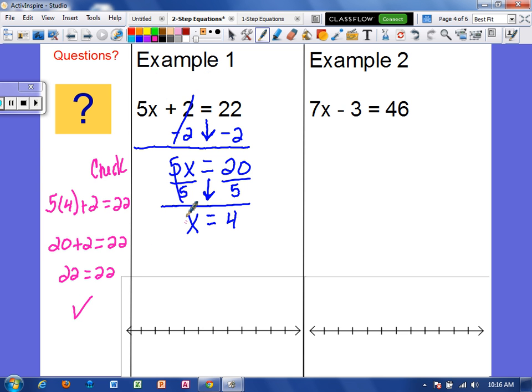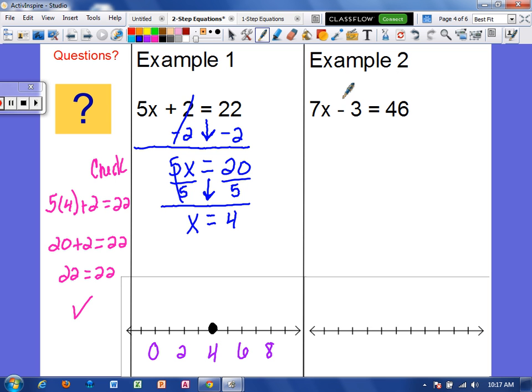Now I want to graph. So x equals 4. So I'm going to put 4 on the number line, and then I'm just going to number by 2's. Again, just like last video, you can number it however you want as long as you're going from least to greatest and you have your answer on that number line. And I'm going to put a filled in circle at 4.